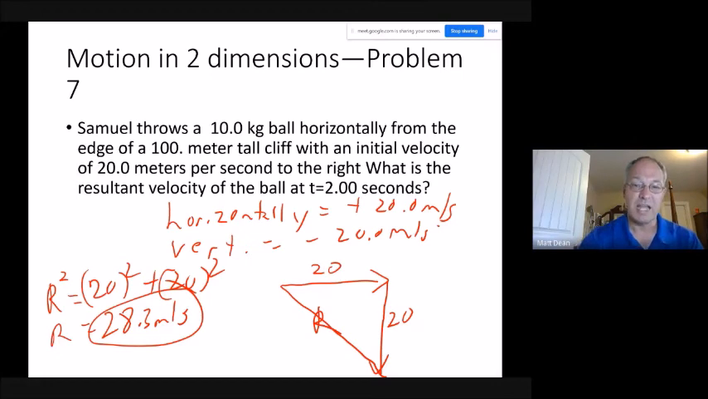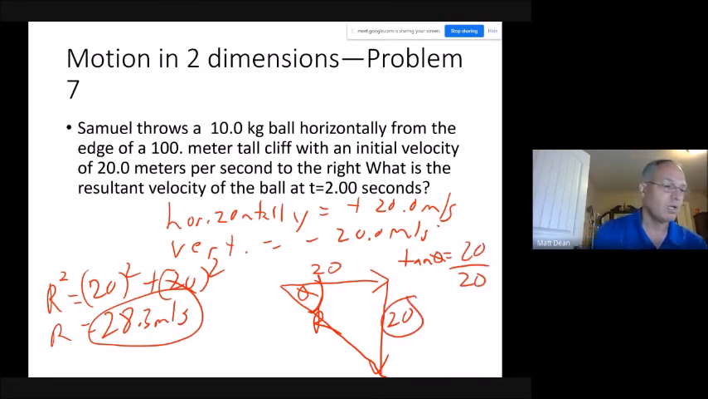The direction is the angle between the resultant and the horizontal, that angle theta. Find it by doing tangent. So we're going to say the tan of theta equals opposite 20 over adjacent 20. So let's go 20 divided by 20, shift and tangent on our calculator, and we end up with 45 degrees. So our answer is going to be 45 degrees, and in this case, it would be to the right and below the horizontal.